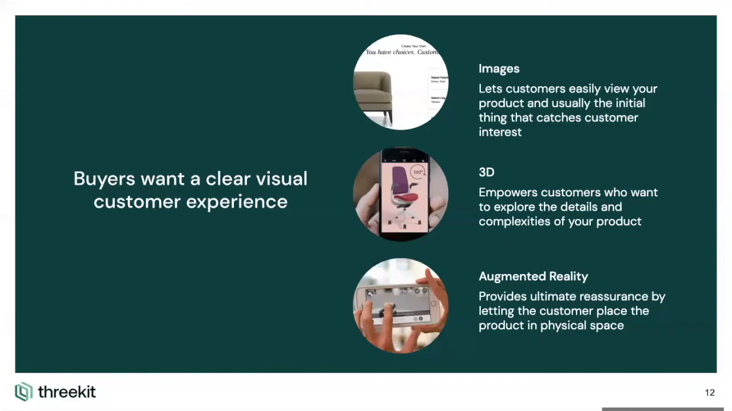So those are the 3 experiences that Threekit can provide. We showed you virtual photography, which is a replacement for traditional photography and images. We showed you a 3D experience where your customers can rotate, zoom in and out, get a near tactile feel of your product from the web. And finally, augmented reality, which was our last example, where you could see the product in your actual space.